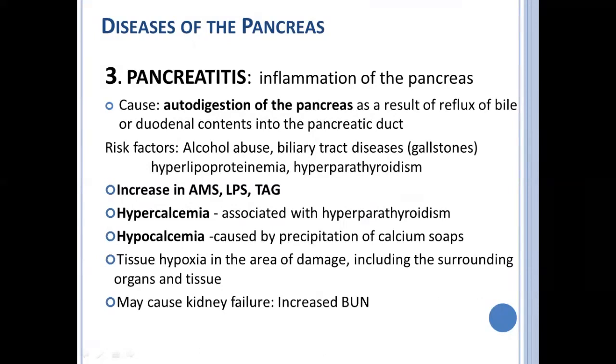But sometimes, this can also be hypocalcemia that can be observed. So bakit nagkakaroon ng hypocalcemia? So this is caused primarily by the precipitation of calcium salts, calcium soap saan? Sa abdominal cavity.